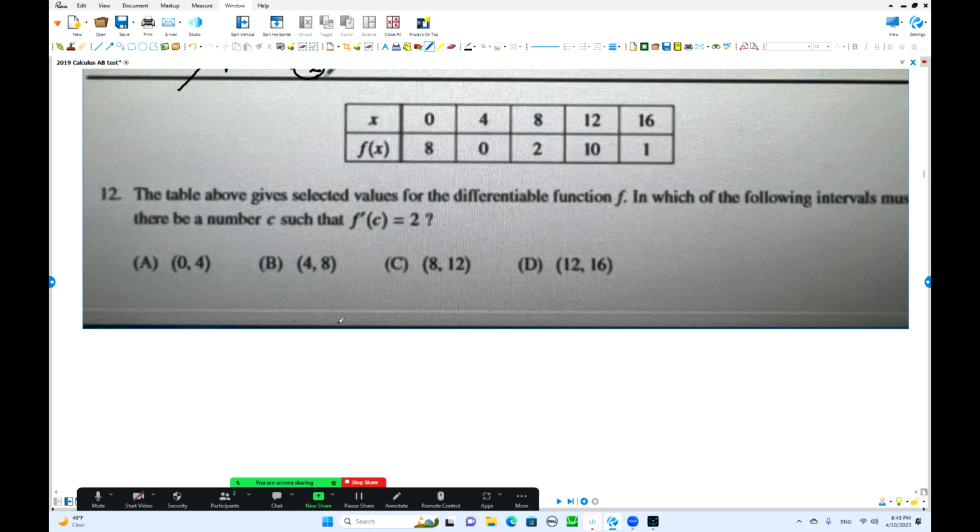Number 12. The table above gives selected values of a differentiable function. It said differentiable. When they say differentiable, think about the mean value theorem. When they have given continuous, always think about the intermediate value theorem.